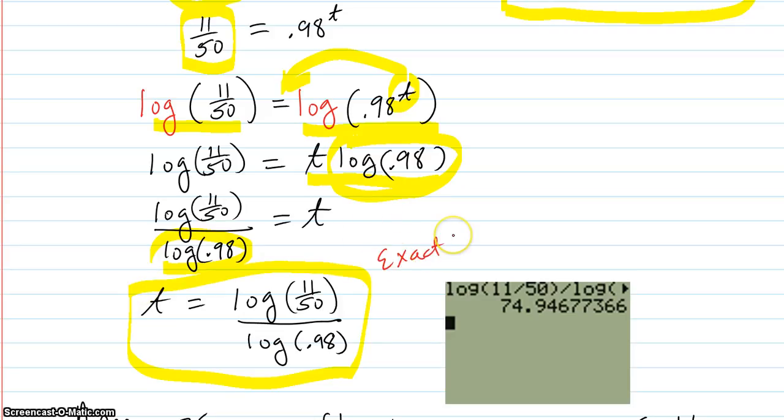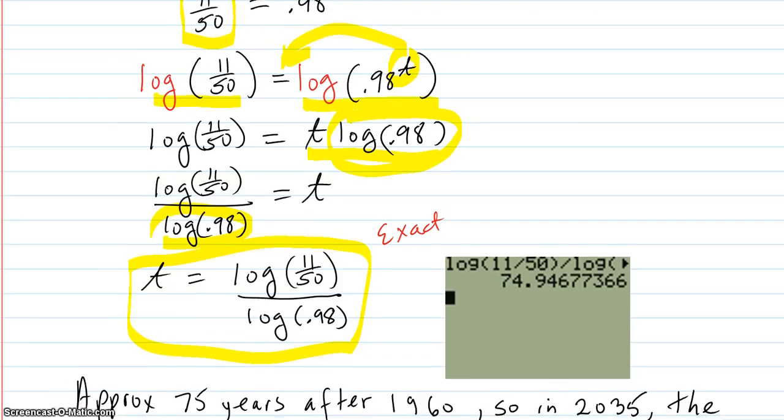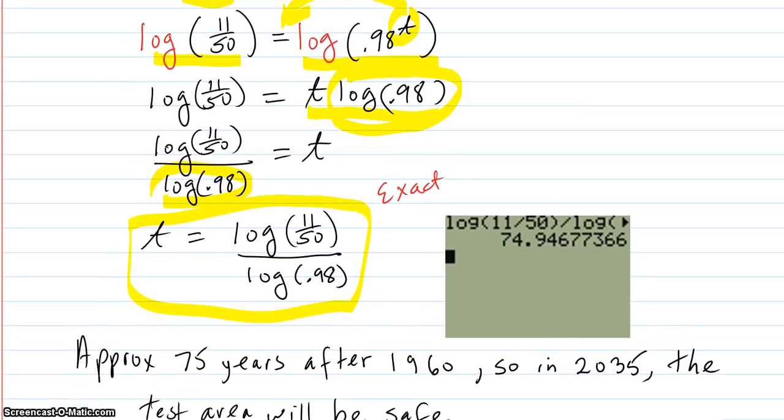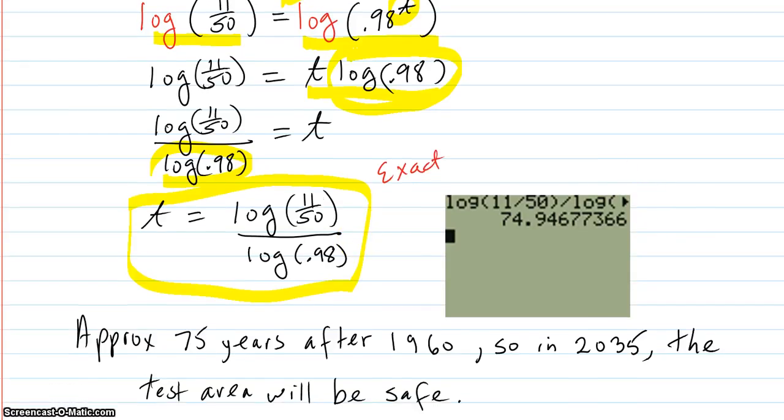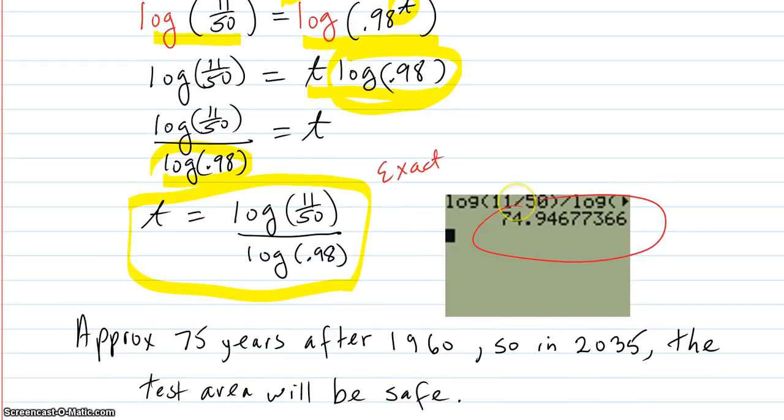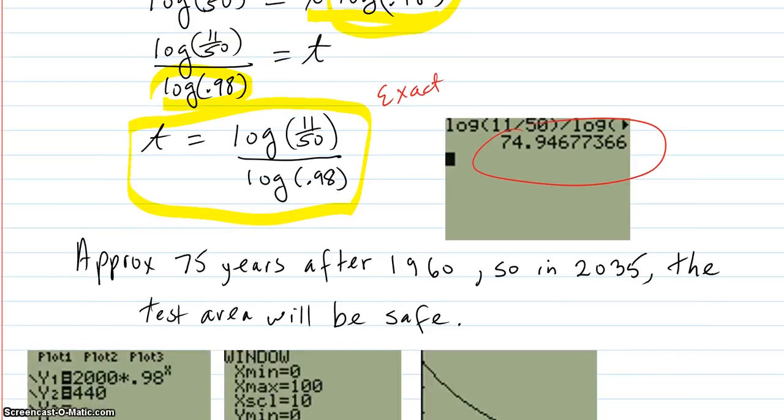Exact. But if they want a decimal, then you just put that in the calculator. It didn't show it all, but you put that in the calculator and you enter and you get this. So about 75 years after 1960, that's the year 2035, the test area will be safe.